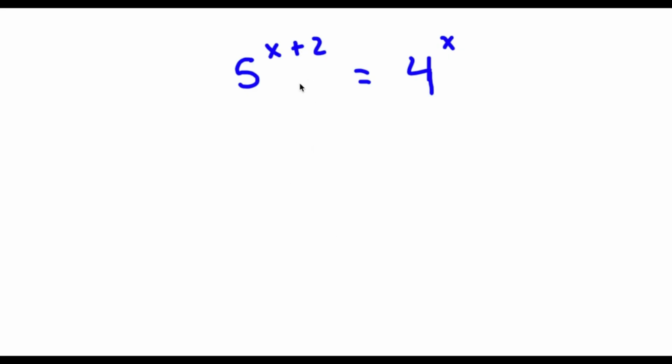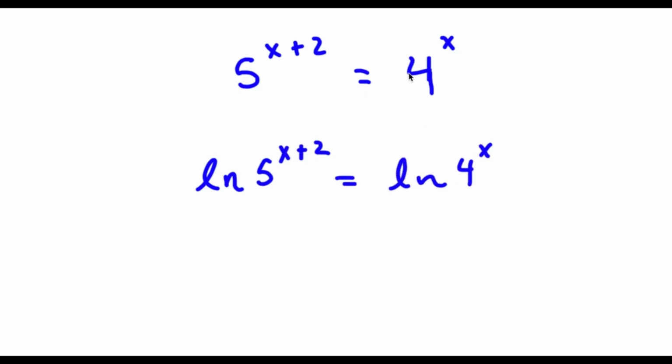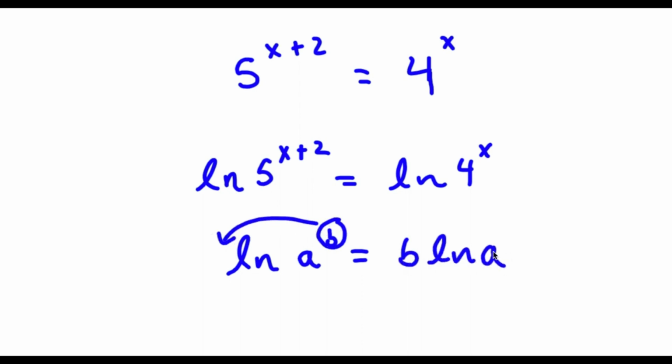Alright, so I have 5 to the power of x plus 2 is equal to 4 to the power of x. So the first thing I'm going to do is take the ln, or natural log, on both sides. So now I have ln 5 to the power of x plus 2 is equal to ln 4 to the power of x. Now, if I have something in the form ln a to the power of b, I can actually move this exponent of b to the front. So this is going to equal b times ln a.